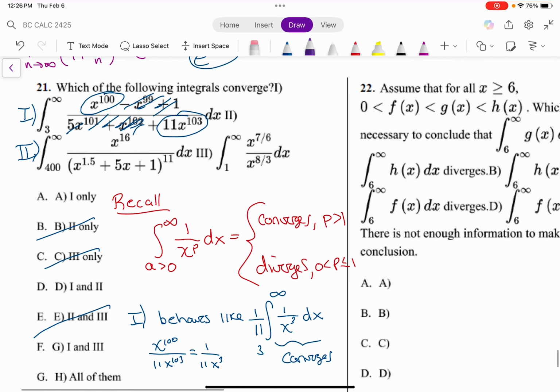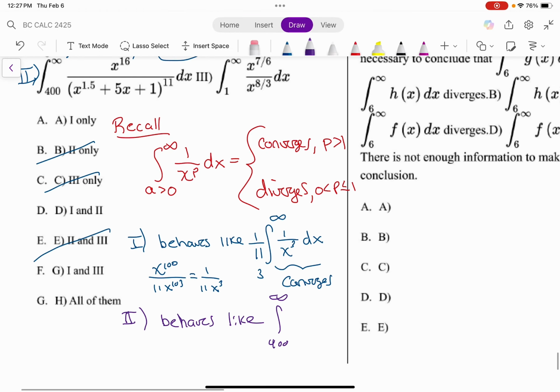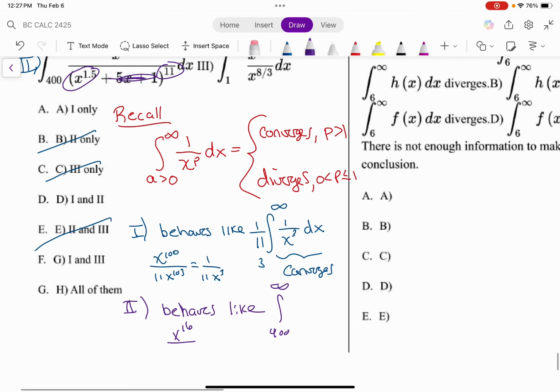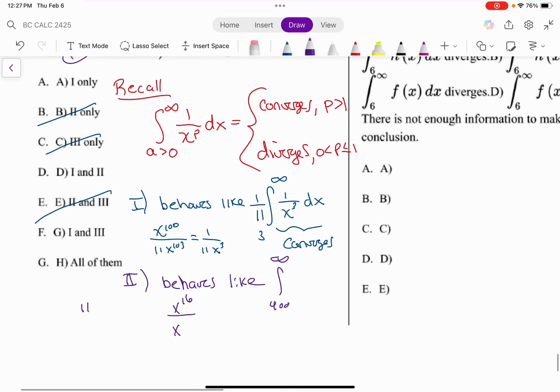Okay, and so for 2, we'll do the same sort of thing. That's going to behave like the integral from 400 to infinity. Okay, so let's go up here. So it's going to behave like x to the 16th divided by, so just be careful because down here it's like x to the 1.5 to the 11th. And so those multiply. So 11 times 1.5 is like 11 times 3 halves, right? So that's 33 halves. You can call it 33 halves or 16 and a half.